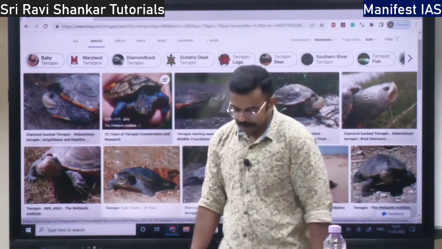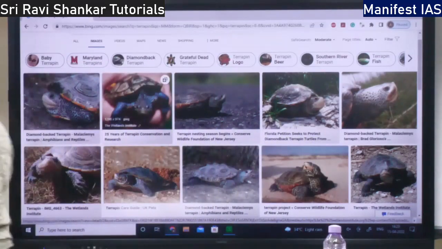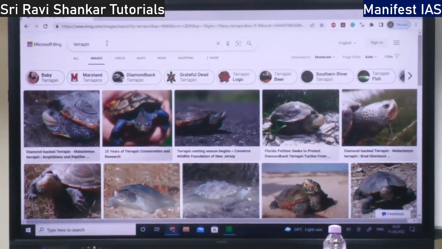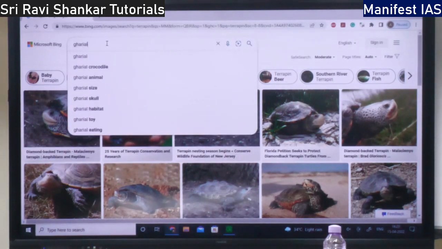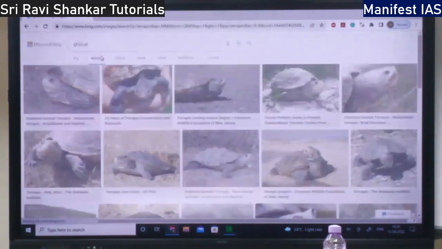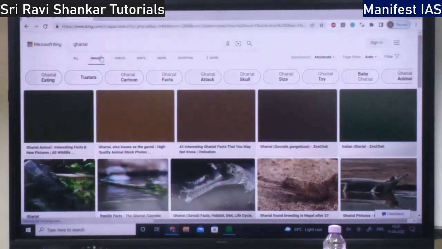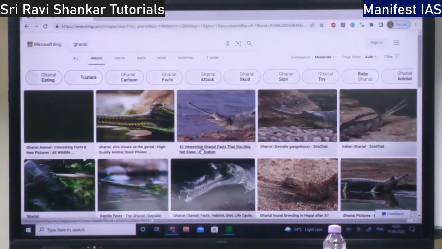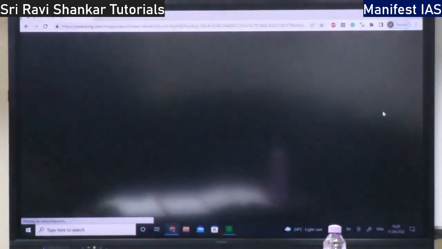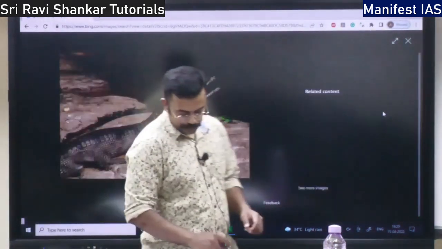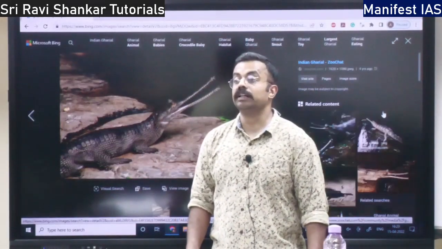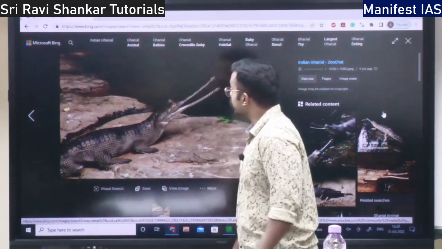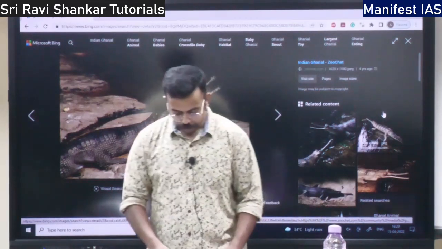Then one more critically endangered, gharial. What is gharial? I told you the other day. How does it look? Gharial is a crocodile, but with a sharp snout. They have a very sharp snout. See, this is a gharial. Gharials are critically endangered. You will find it in the Chambal and Son River, only in the freshwater.